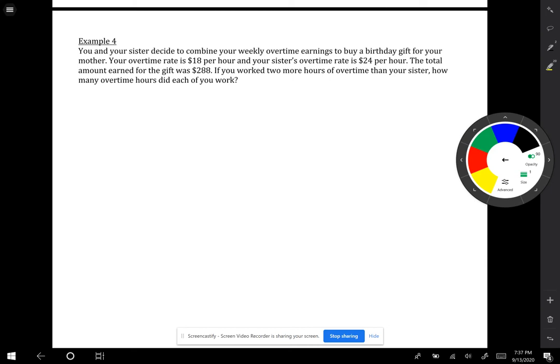Your overtime rate is $18 per hour. And your sister's overtime rate is $24 per hour. Notice the per hour. So let's circle that. The total amount earned for the gift was $288. So total, there we go.